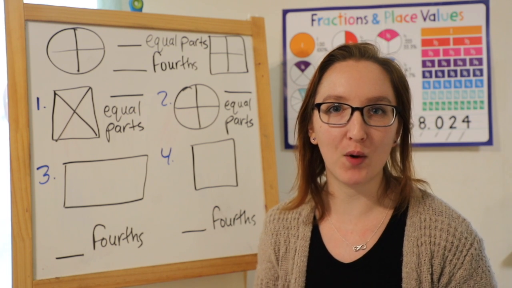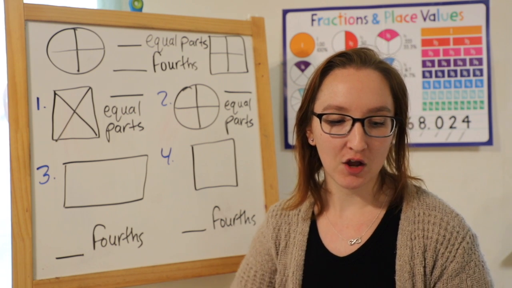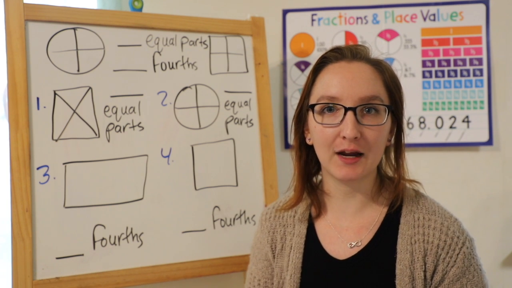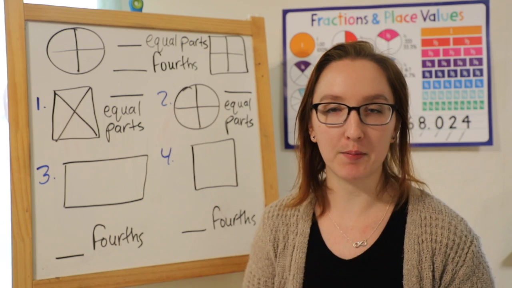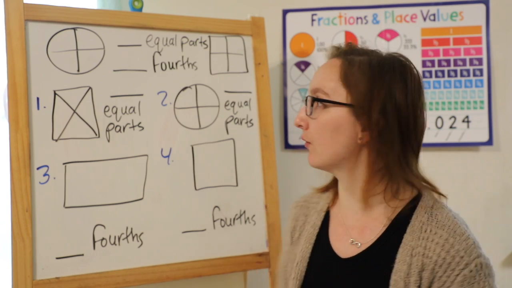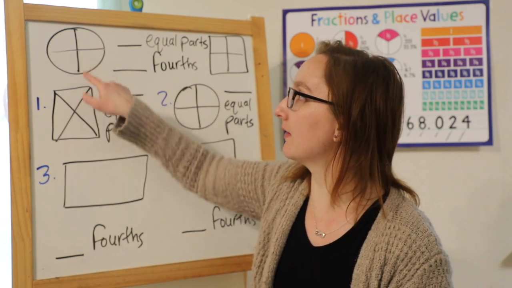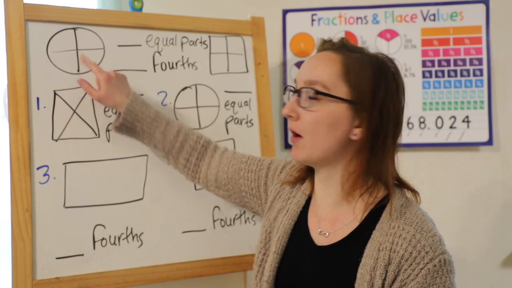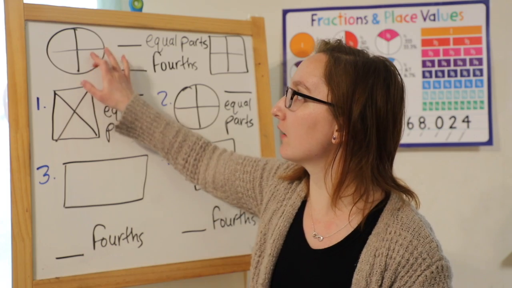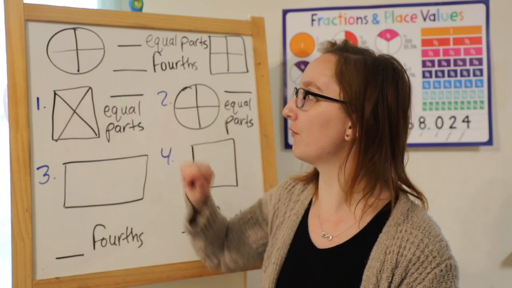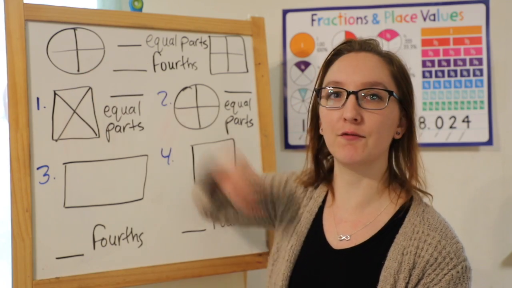So let's talk about what fourths means. A whole that is separated into 4 equal parts is separated into fourths. So if I have a circle and then I separate it into 4 equal parts, these parts are going to be called fourths. So this one is a fourth, here is a fourth, a fourth, and a fourth.